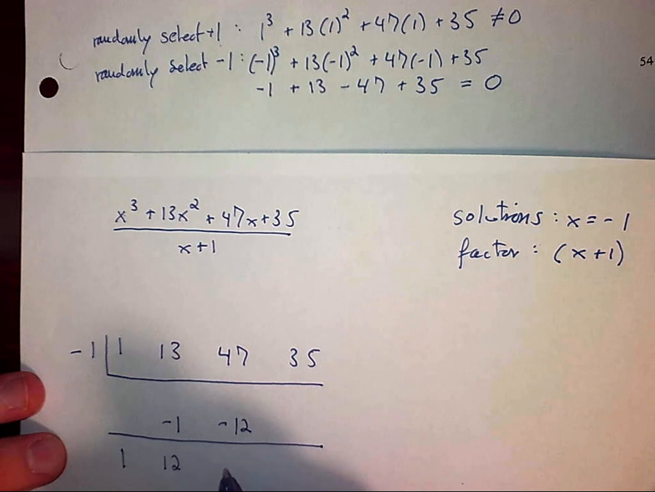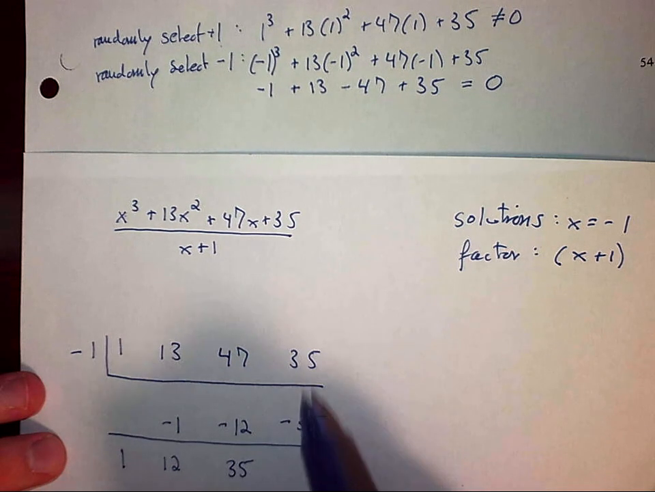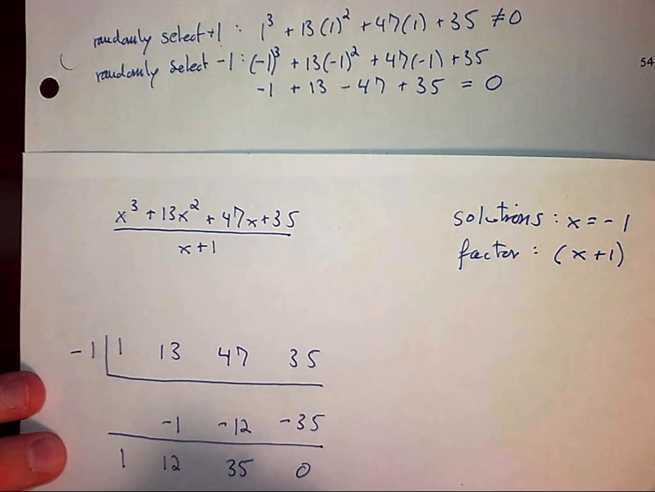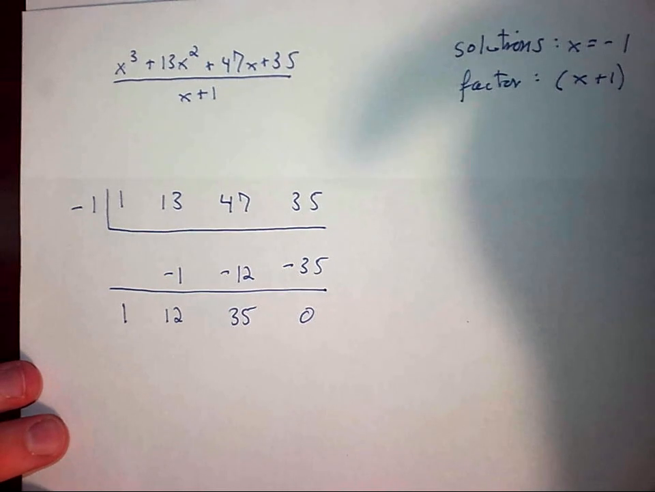47 minus 12 is equal to 35. And then negative 1 times 35 is negative 35. So voila, like we said, we're going to have no remainder. Now you're probably wondering, well, how the heck does this help us?